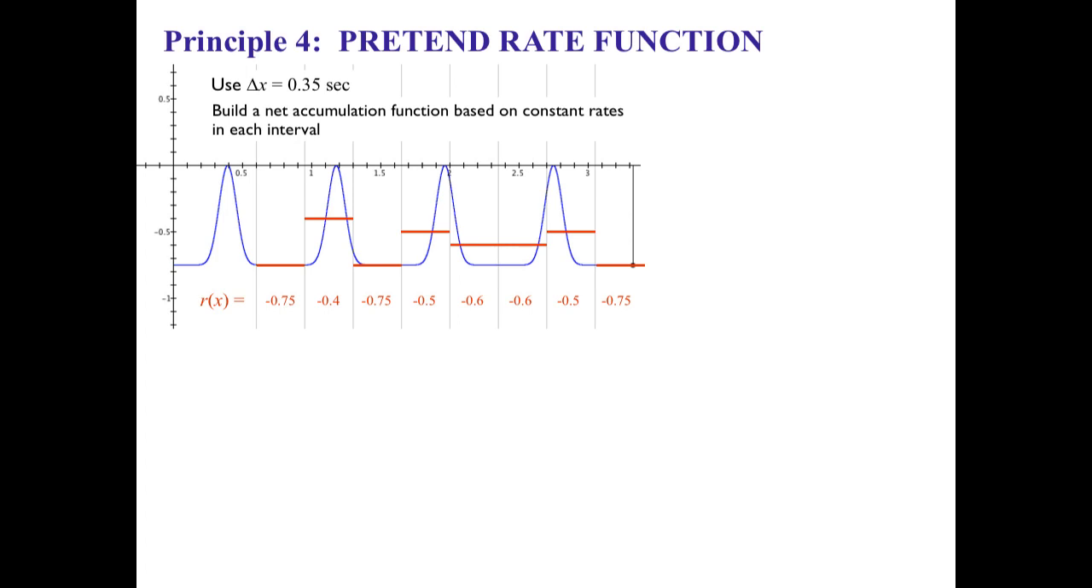Does the idea make sense? We need to get to accumulation, and constant rate of change allows us to do that easily. So we take a changing rate function and we change it into a bunch of constant rates so we can do the math.